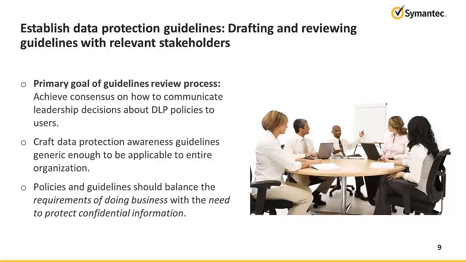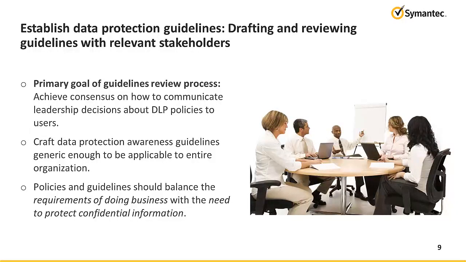At this stage, leadership should have already assessed the organization's risk profile and achieved a consensus on what data the organization needs to protect, where the data resides, and how the data will be protected, so the majority of the work for drafting data protection guidelines should already have been done. The guidelines review process with stakeholders is one of the finishing touches, albeit a critical one. In effect, it is the process of achieving a consensus on how to communicate leadership decisions regarding data loss prevention policies to users across the organization.